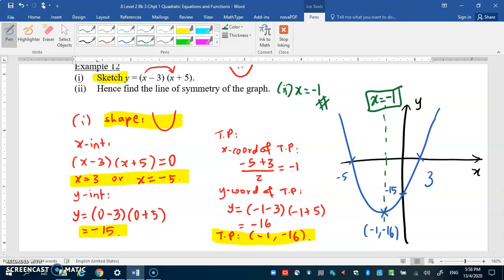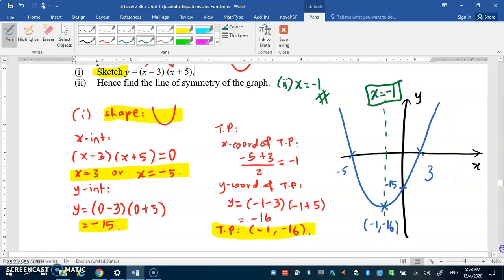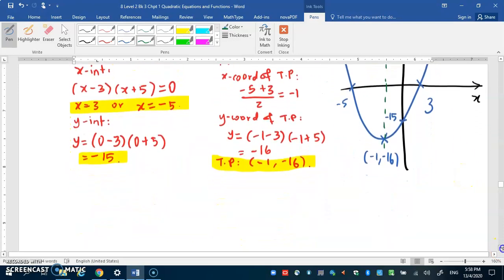To summarize, find the shape, find the x-intercept, find the y-intercept, find the turning point, sketch your curve, and then fill in the dotted line of symmetry. And label it with the equation of the line of symmetry. That is the most complete. Alright, and don't forget to label your axes as well, y and x. Okay, very good. Let's go to the next question.